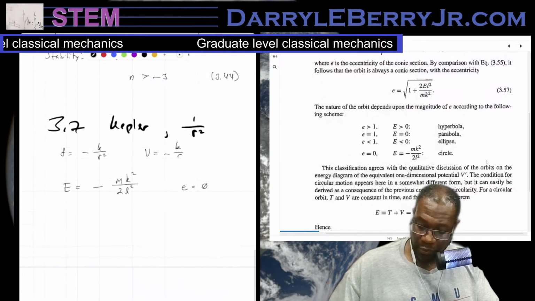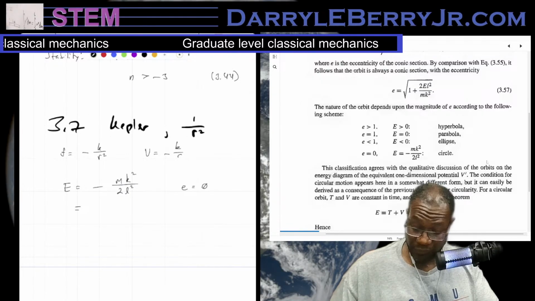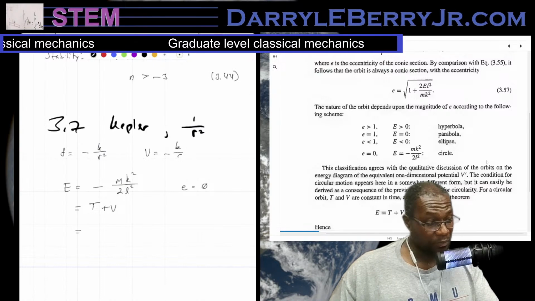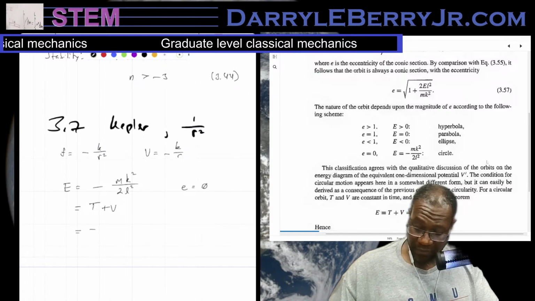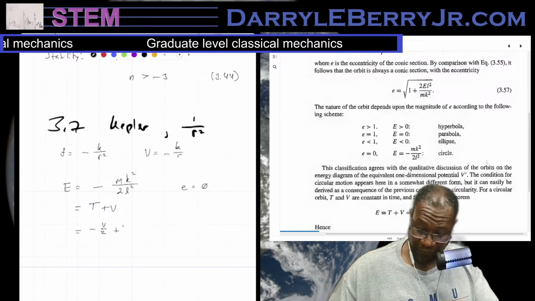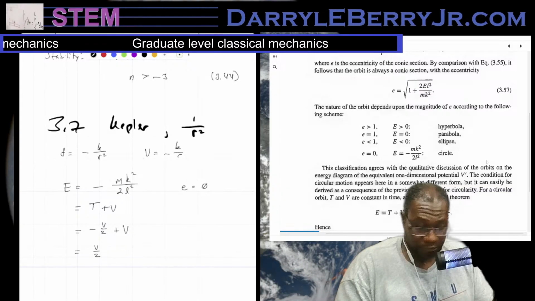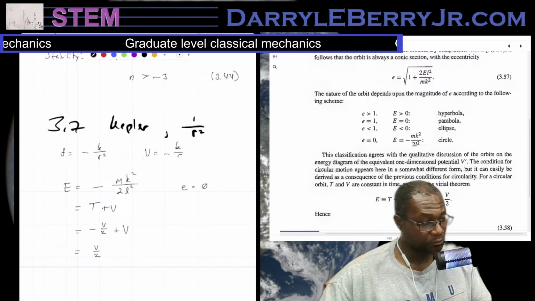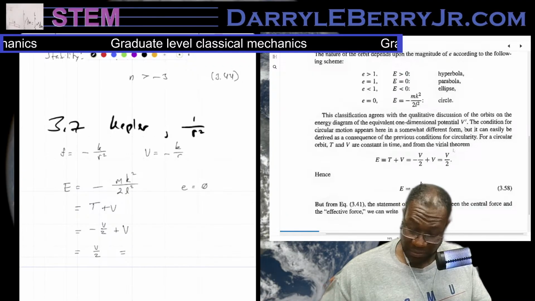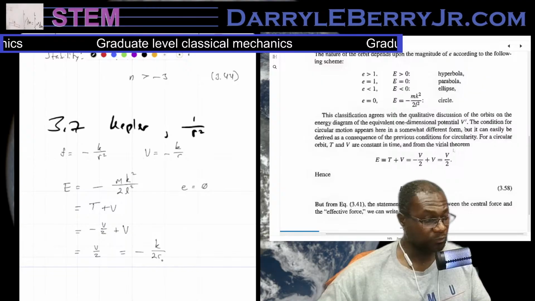All right, so for a circular orbit, the kinetic energy T and the potential energy V are constant. E equals T plus V equals negative V over 2 plus V equals V over 2. Hence E equals negative k over 2r naught.